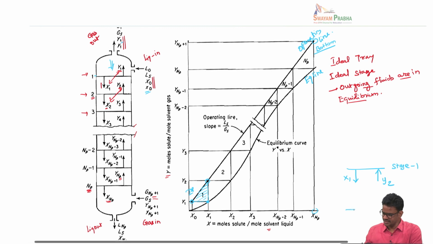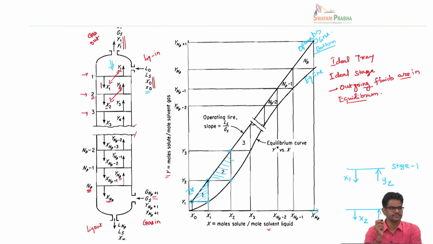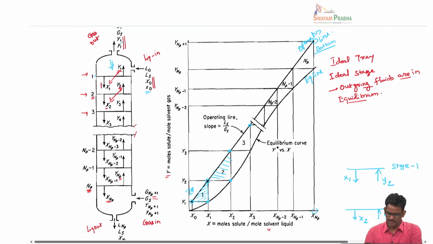Similarly, if you go to the second stage, what is coming in is y3 and what is leaving is x2. So that is this point. Also, x2 and y2 are at equilibrium, and we call this the second stage. Then if you go further to the third tray, y4 and x3 are the outgoing streams, and x3, y3 are at equilibrium. So you can easily construct a staircase diagram between the operating line and the equilibrium line.